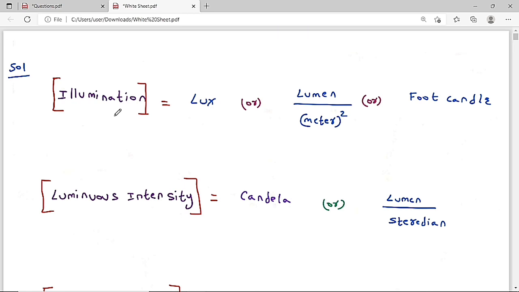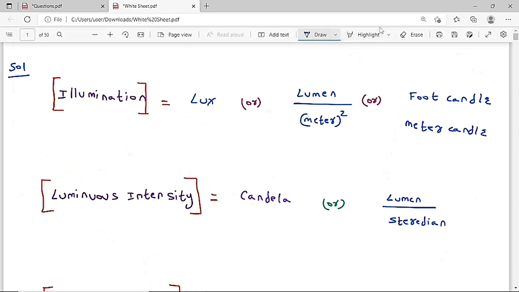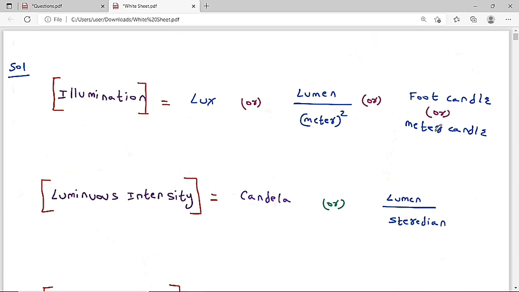The unit of illumination is either lux or lumen per meter square, or foot candle, or you can even call this meter candle also. So these are the different units of illumination. What is the definition of illumination? It is defined as the luminous flux which is received by the surface per unit area. Means the amount of luminous flux received per unit area on the surface is called illumination. So the units are lux, lumen per meter square, foot candle or meter candle.